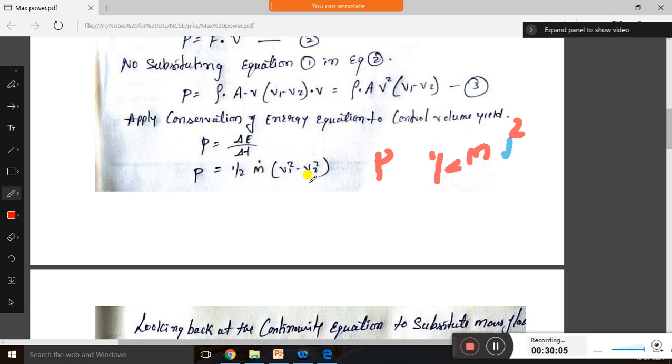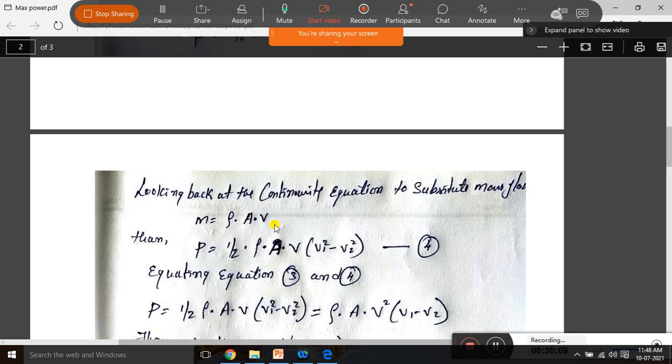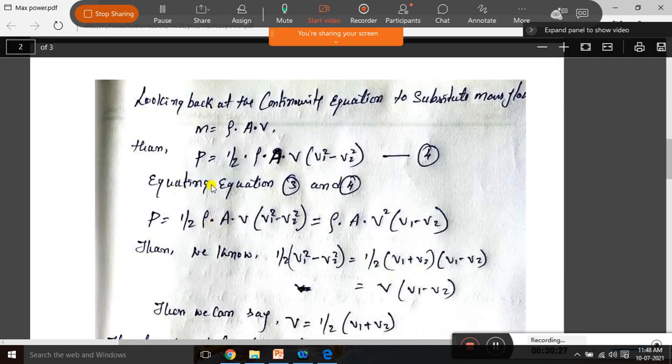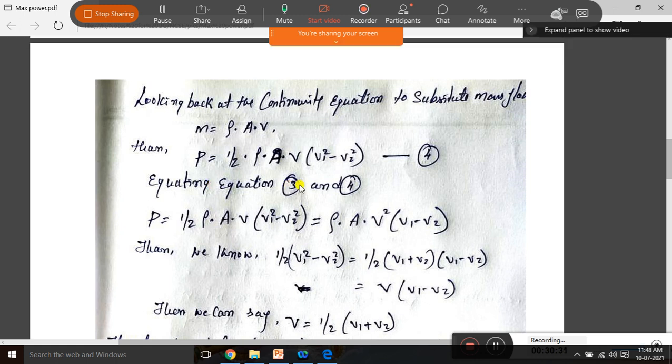Next, looking back to the continuity equation, the mass equation we already know: m dot equals rho A V. If you substitute that in the previous equation, P = 1/2 rho A V (V1 squared minus V2 squared). Equating equation 3 and equation 4, equation 3 is from the change in velocity and equation 4 is from 1/2 m V squared. So by equating them, we get 1/2 rho A V (V1 squared minus V2 squared) equals rho A V squared (V1 minus V2).